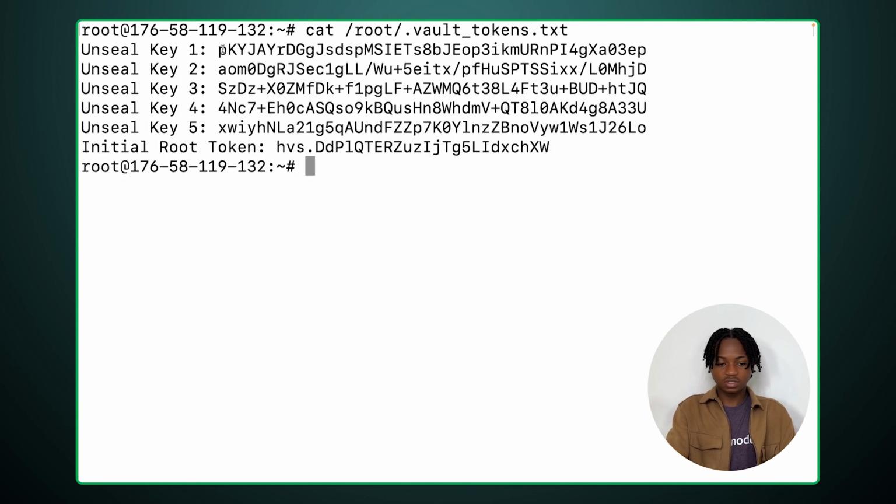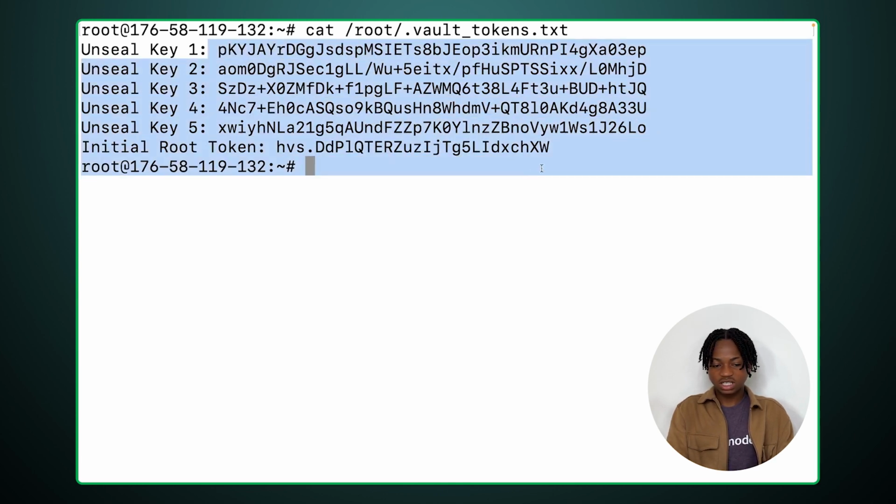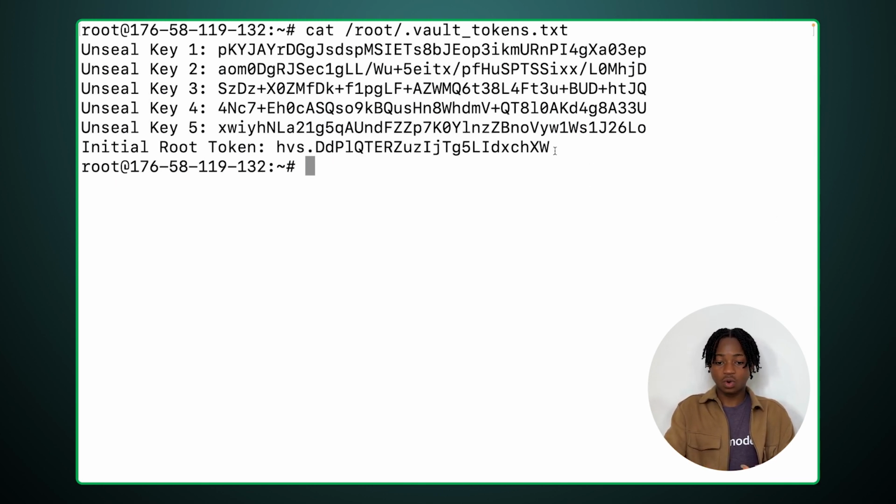So in here, this is basically all the unseal key. As I said when I was explaining, it is split into portions. These are the portions it is split into, and this is the root token, right? So now that you've seen how to get the unseal key, I'm going to show you how to access the vault via the web UI.